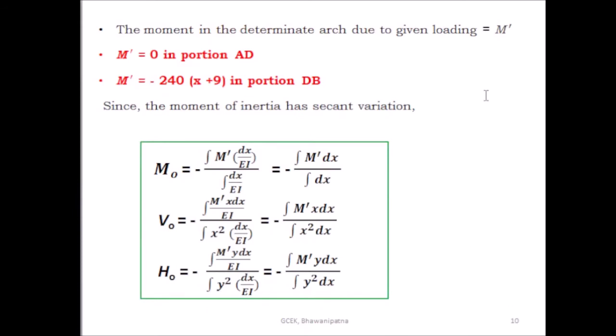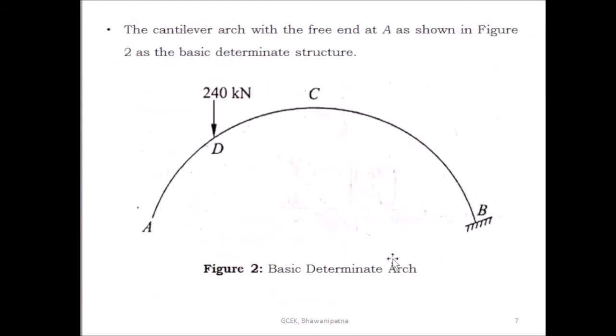The moment in the determinate arch due to the given loading, you can find out and denote by m dash. So what is the moment in the determinate arch due to the external loading between A and D? Here there is no loading, so the moment between A and D is equal to 0. And what is the moment between B and D?